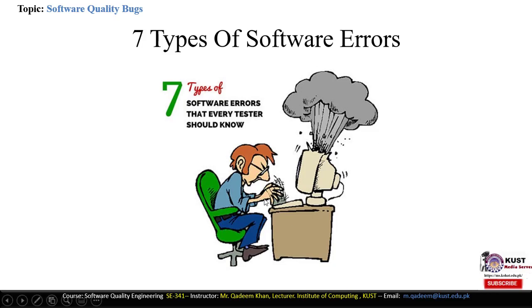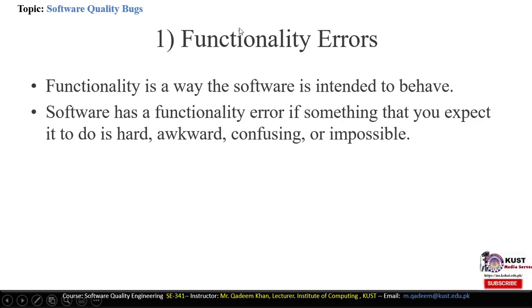Otherwise, the software can crash as well, and it will give us wrong results, and then the customer expectation will not be fulfilled. So a good software quality engineer should know about the 7 types of errors in software systems. Number one is called the functionality errors.